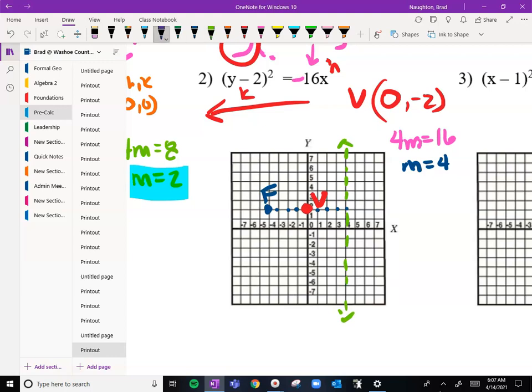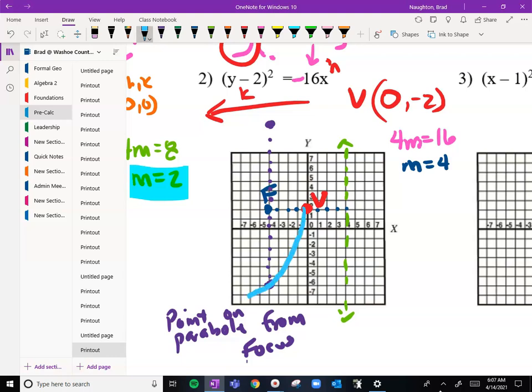And then remember to find my points. Your points on your parabola, just so we have it down somewhere, are from your focus. So from our focus up 8, 1, 2, 3, 4, 5, 6, 7, 8. And down 8, 1, 2, 3, 4, 5, 6, 7, 8. Alrighty, there we go. We have our beautiful parabola. Again, that 8, because this is a 2m. And since m is 4, that's why it's 8.